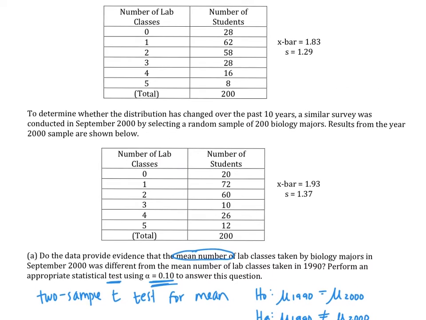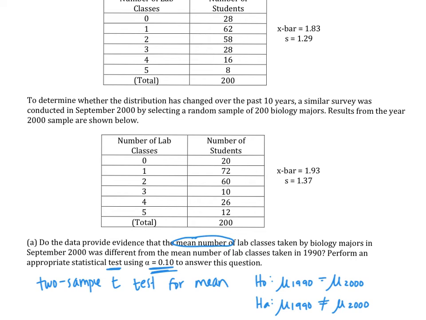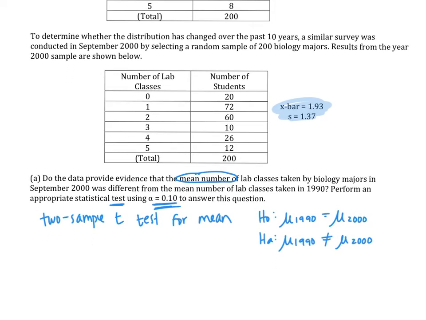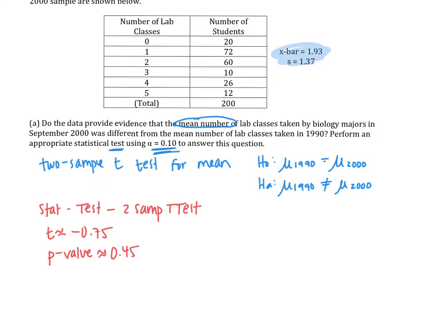I would like to point out on the problem that off to the side you are given the sample mean and standard deviation for both samples. Please use those. So take 2 minutes with your group, figure out what is the test statistic and what is the p-value. Here's what I got. I got a test statistic of negative 0.75 and a p-value of 0.45. Can anybody verify? Yes. So I went to stat, test, two-sample t-test.